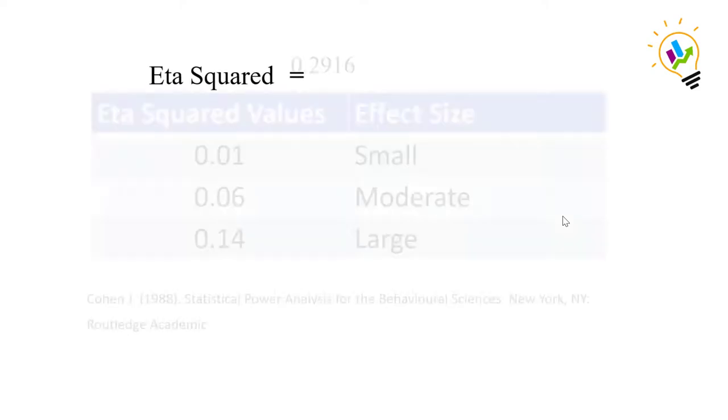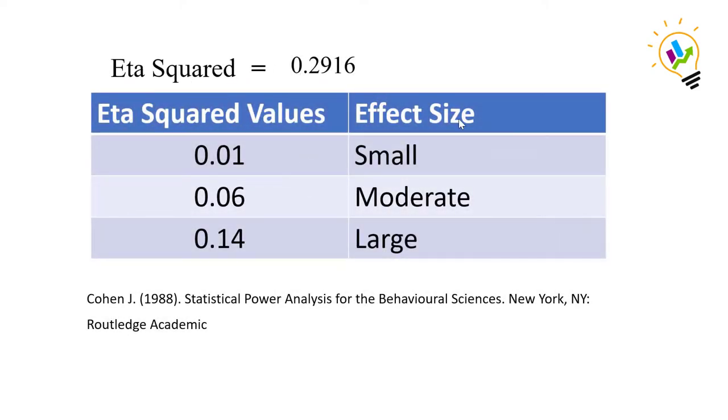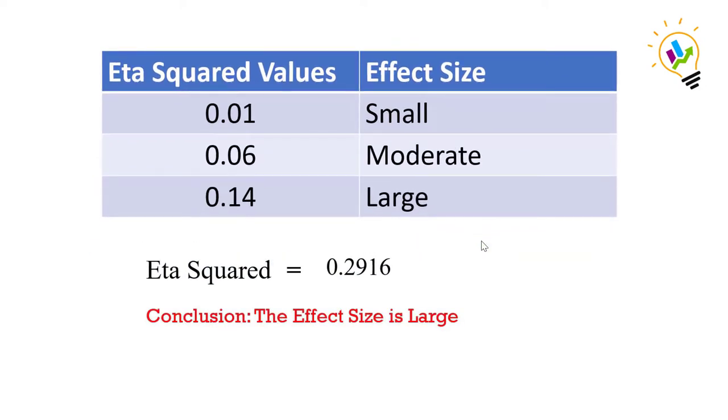Now how are we going to conclude using this value whether the effect size is small, medium or large? We need to have a table. This is called the eta squared value table. If the value is between 0.01 to 0.06, the effect size is small. If the value is between 0.06 to 0.14, the effect size is moderate. And if the eta squared value is more than 0.14, the effect size is large. So in our case, the eta squared value is 0.2916, so we can conclude that the effect size is large.